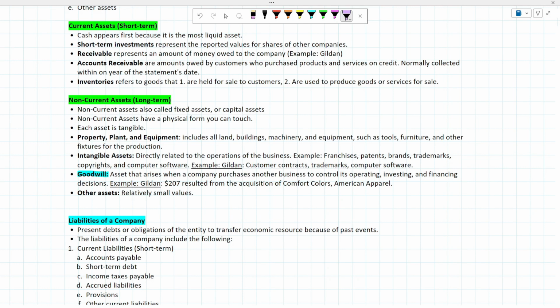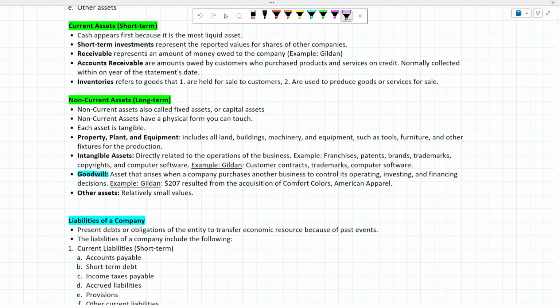An example of this is Gildan again, using customer contracts, using their trademarks on their shirts, and computer software to manage any data, any orders, and all of that. Goodwill is an asset that arises when a company purchases another business to control its operating, investing, and financing decisions.